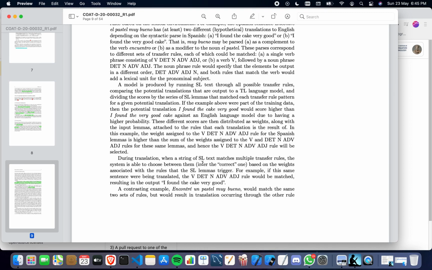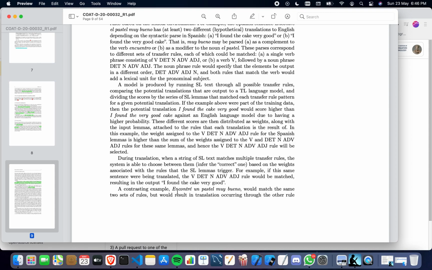During translation, when a string of source language text matches multiple transfer rules, the system is able to choose between them, inferring the correct one based on the weights associated with the rules that the source language lemmas trigger. For example, if this same sentence were being translated, the verb, determiner, noun, adverb, adjective rule would be matched, resulting in the output "I found the cake very good."